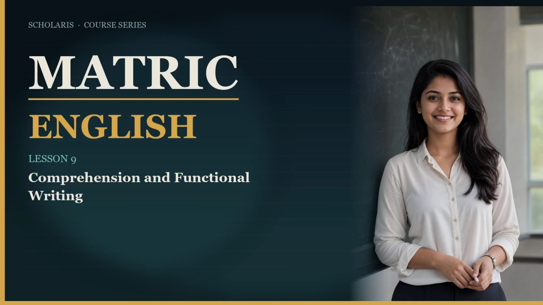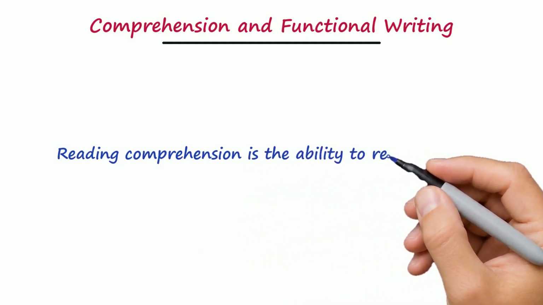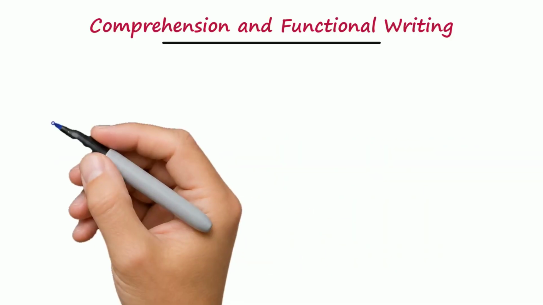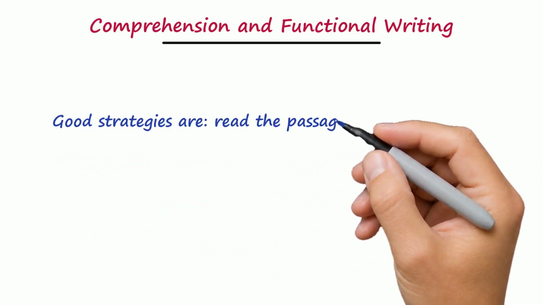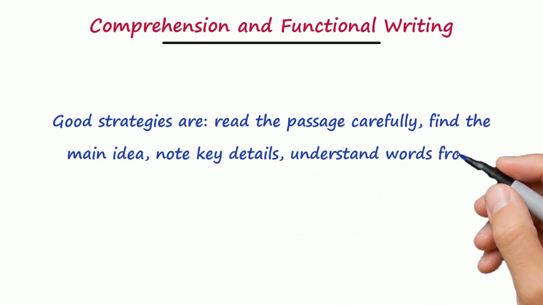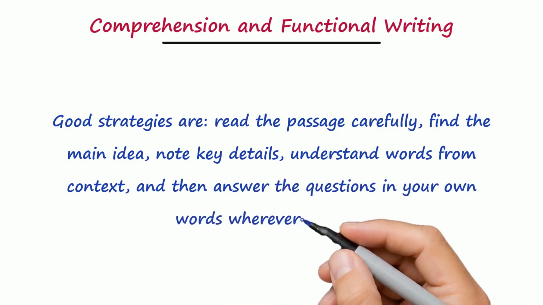All right, Matric English, Lesson 9. We're on Comprehension and Functional Writing. Reading comprehension is the ability to read a passage and understand its meaning. Good strategies are: read the passage carefully, find the main idea, note key details, understand words from context, and then answer the questions in your own words wherever possible.